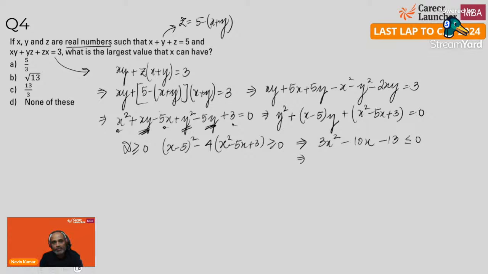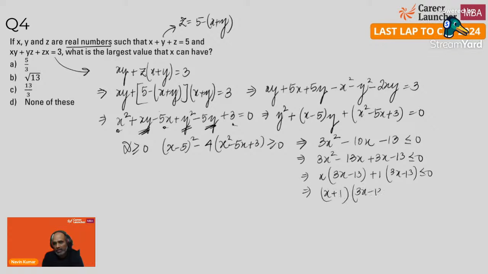Now, 3 and 13. So what we can do is we can write this as 3x² - 10x - 13 less than or equal to 0. And I can take out x common. So I have x(3x - 13), and then I'll take out 1 common, and I'll have (x + 1)(3x - 13) less than or equal to 0. So x is going to be from -1 to 13/3. So basically, the largest possible value of x is going to be 13/3. Proper solution, step by step, and what should be done at every step.